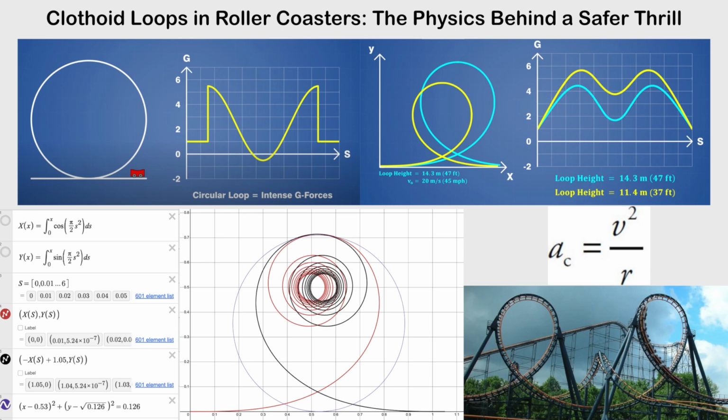Today I'll explain why early circular loops were dangerous and how clothoid loops solved the problem. When most people picture a roller coaster loop, they imagine a perfect circle, and early coaster designers built exactly that. But they quickly learned a hard lesson.